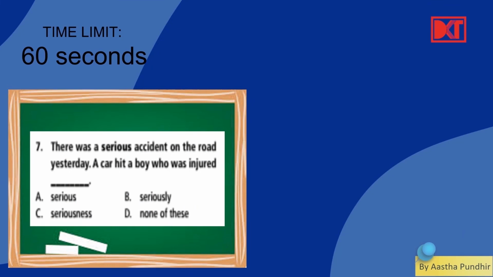Okay, next up we have, there was a serious accident on the road yesterday. A car hit a boy who was injured dash. Who was injured serious, who was injured seriously, who was injured seriousness or none of these. There was a serious accident. The highlighted word is the adjective serious. A car hit a boy who was injured, B, seriously. Adverb. The others: serious is an adjective, seriousness is a noun.